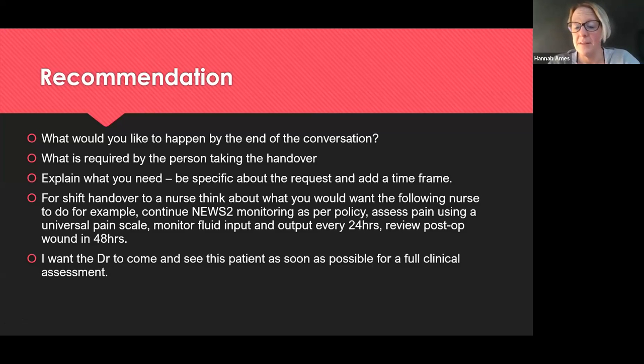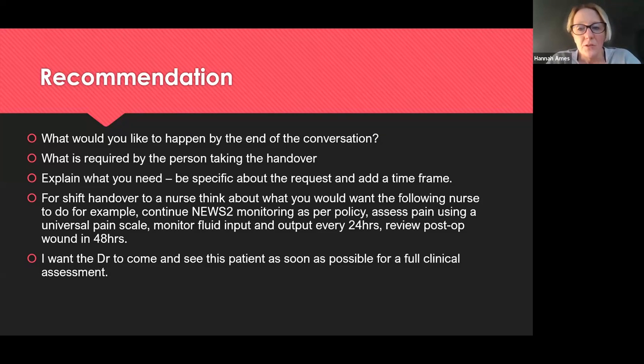So, I'm really concerned about this patient. Their respiratory rate has increased and their oxygen saturations have decreased. I'd like you to come and review them as soon as possible. Don't be afraid of saying as soon as possible when a patient is unwell and showing signs that they are deteriorating. We need that person to come and see them straight away.